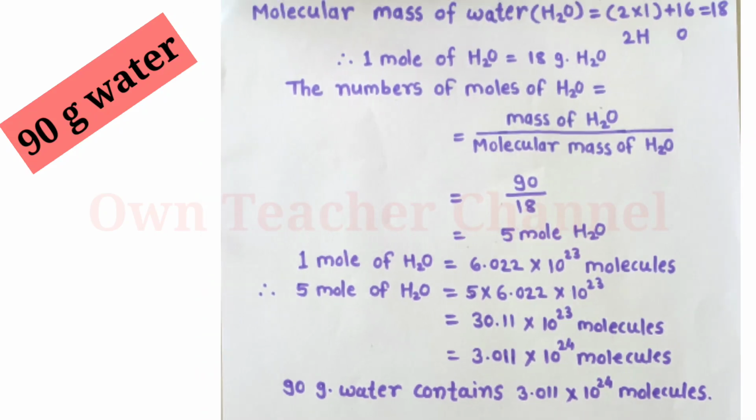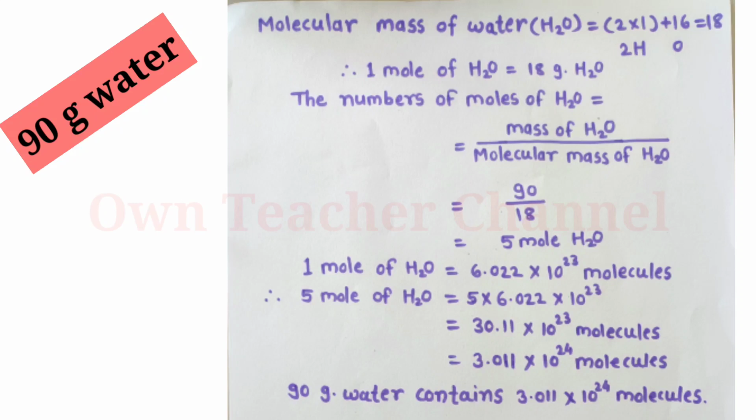90 gram water. Molecular mass of water H2O is equal to 2 into 1 plus 16 means 18. Therefore, 1 mole of H2O is equal to 18 gram H2O. The number of moles of H2O is equal to mass of H2O upon molecular mass of H2O. 90 upon 18. After dividing, we get answer 5 mole H2O. 1 mole of H2O is equal to 6.022 into 10 raised to power 23 molecules. Therefore, 5 mole of H2O is equal to 5 into 6.022 into 10 raised to power 23. After multiplication, we get answer 30.11 into 10 raised to power 23.